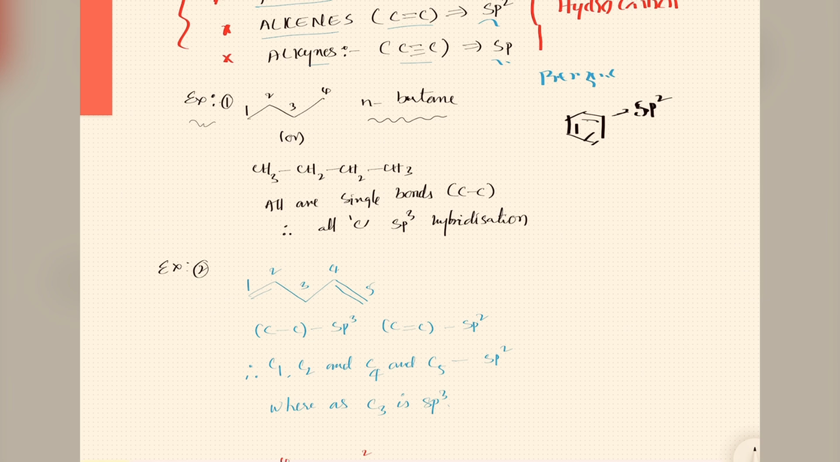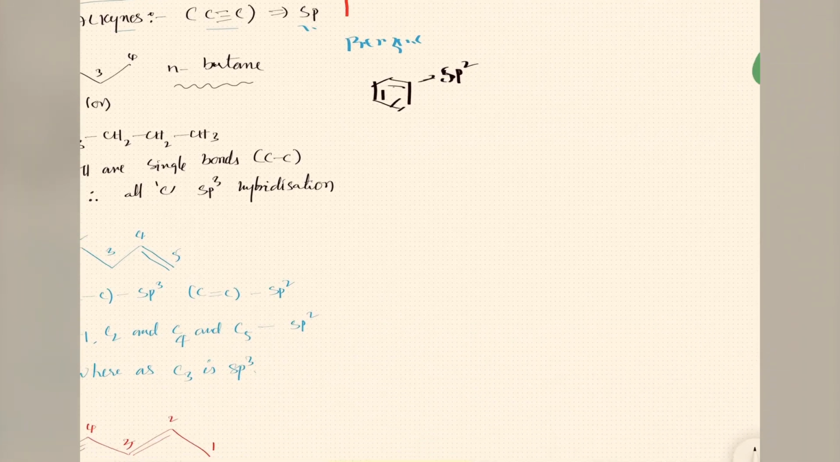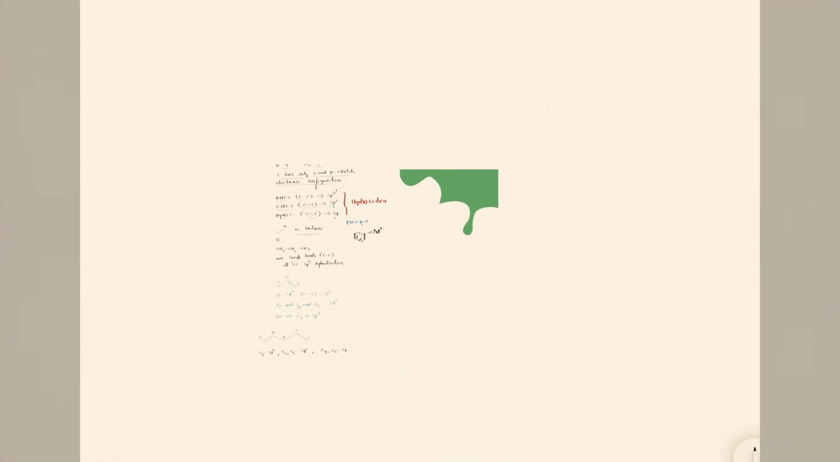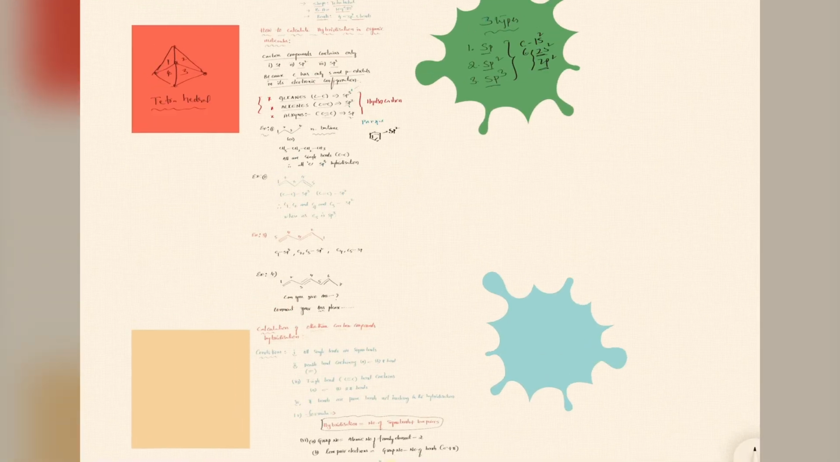So we can write here, this is the bond line formula and this is the condensed formula. Mostly we take two formulas: one is called the bond line formula, the second one is the condensed formula. You can take any one, no problem.